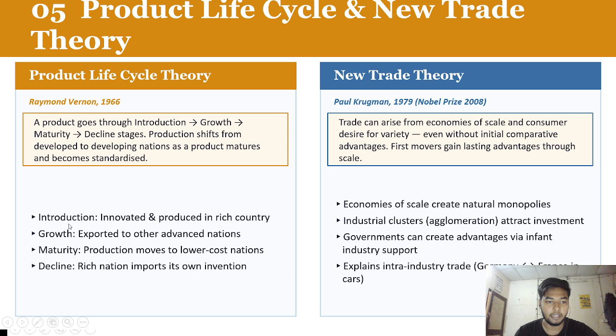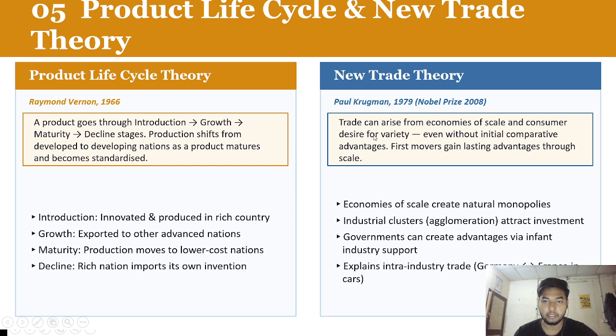Here are some details. Introduction means innovated and produced in a rich country. Growth, exported to other advanced nations. Maturity, production moves to lower-cost nations, and last is the decline, in which the rich nation imports the product to its own market. The next is new trade theory.